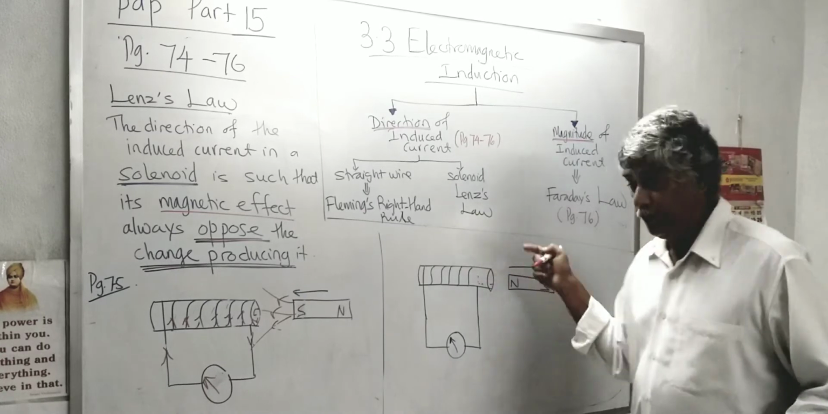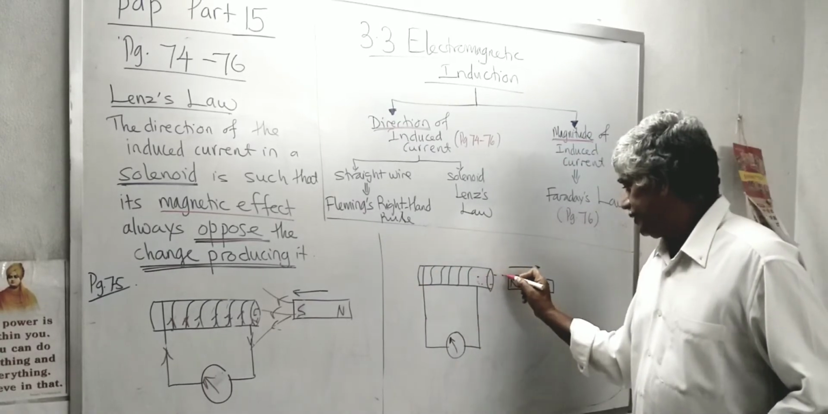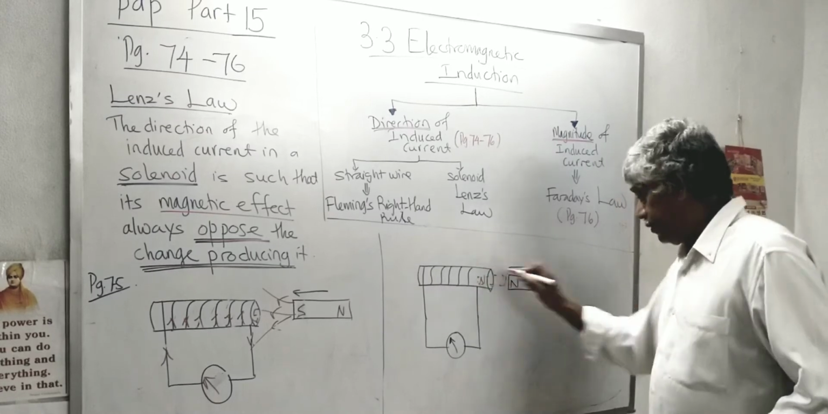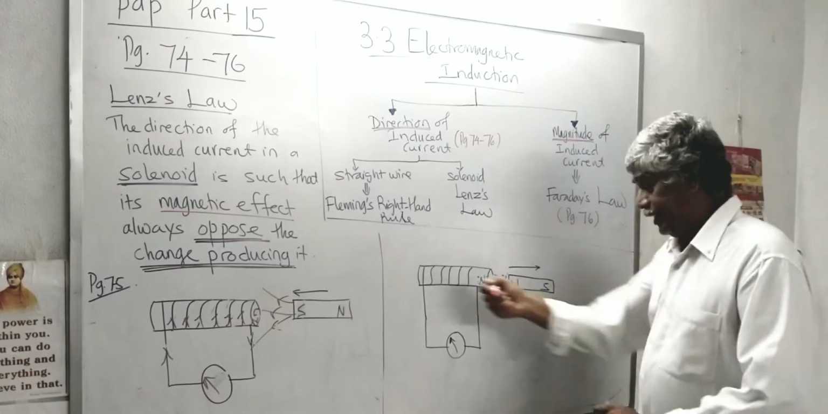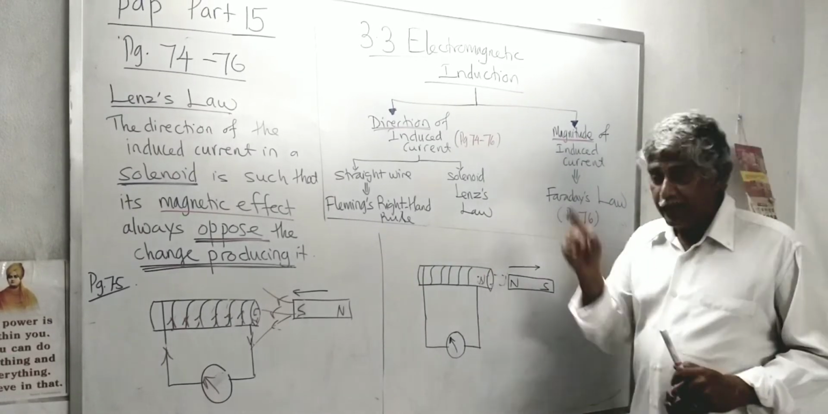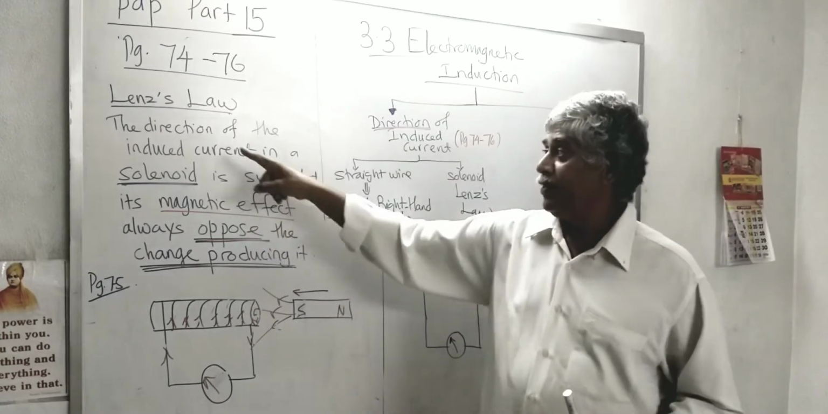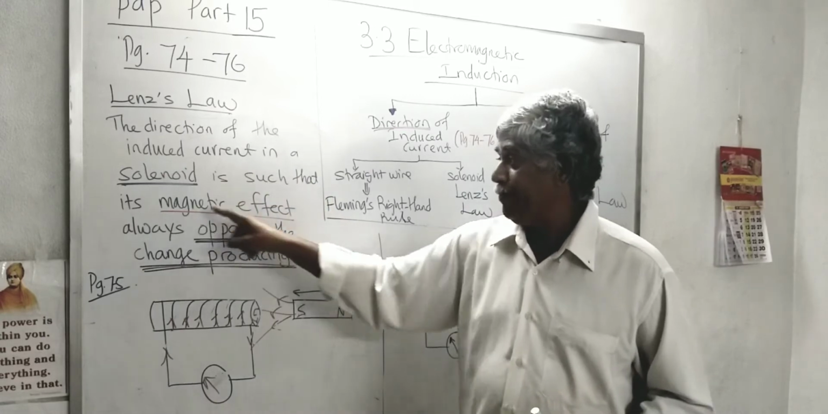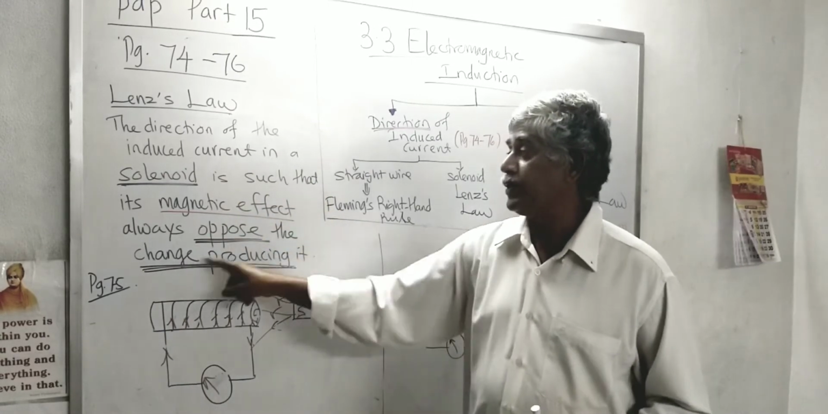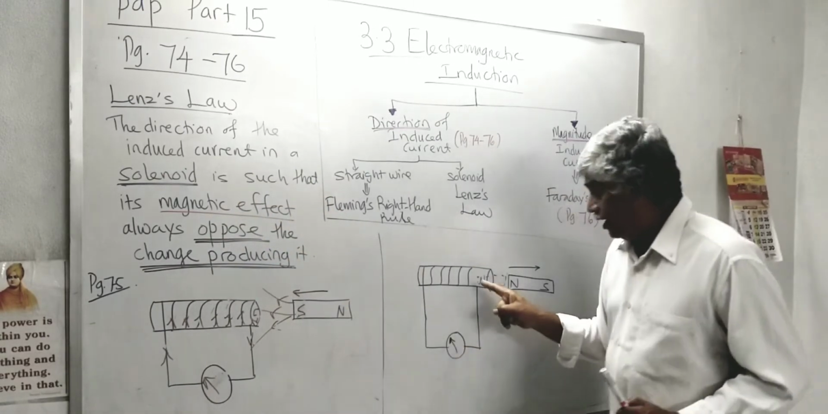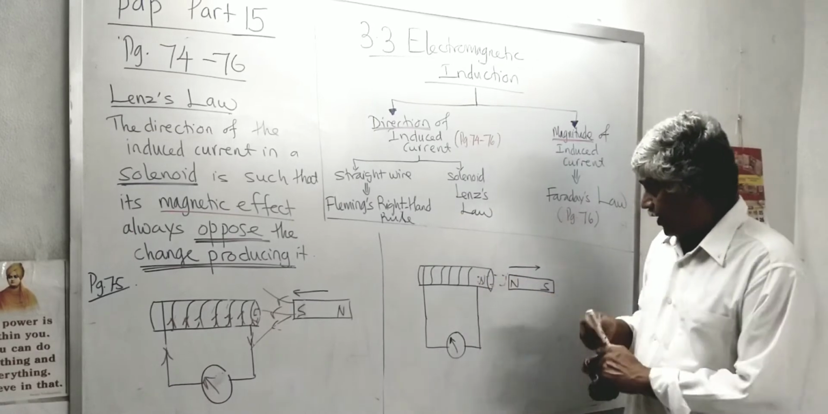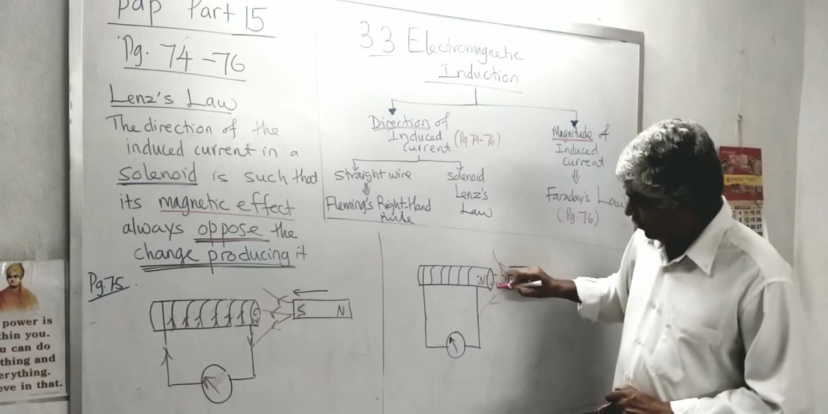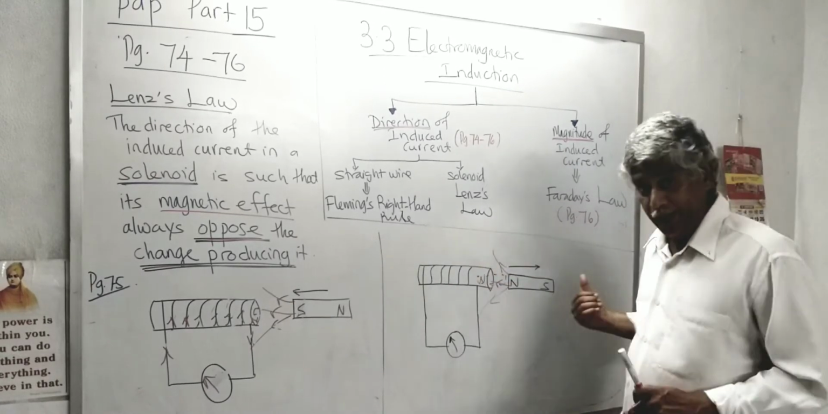Okay, now suppose the magnet is inside here. Alright, it's already pushed in. Now what you are doing, the north pole is being pulled out, taking out the magnet. So again we apply the Lenz law. The direction of induced current in the solenoid is such that its magnetic effect always opposes the change producing it. Now there is a magnetic effect by this flux. Okay, this flux is the flux for the north pole. So the north pole is now leaving.